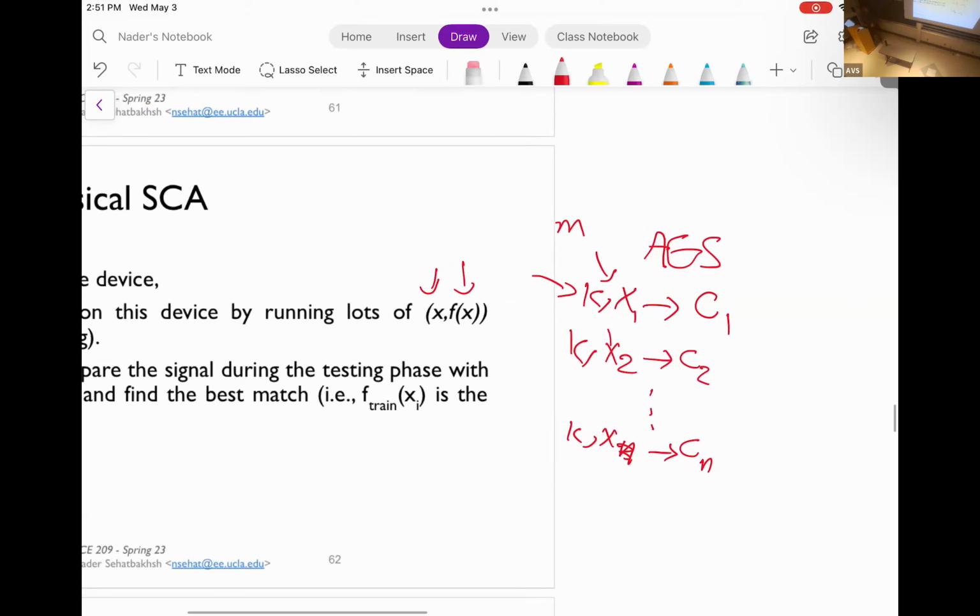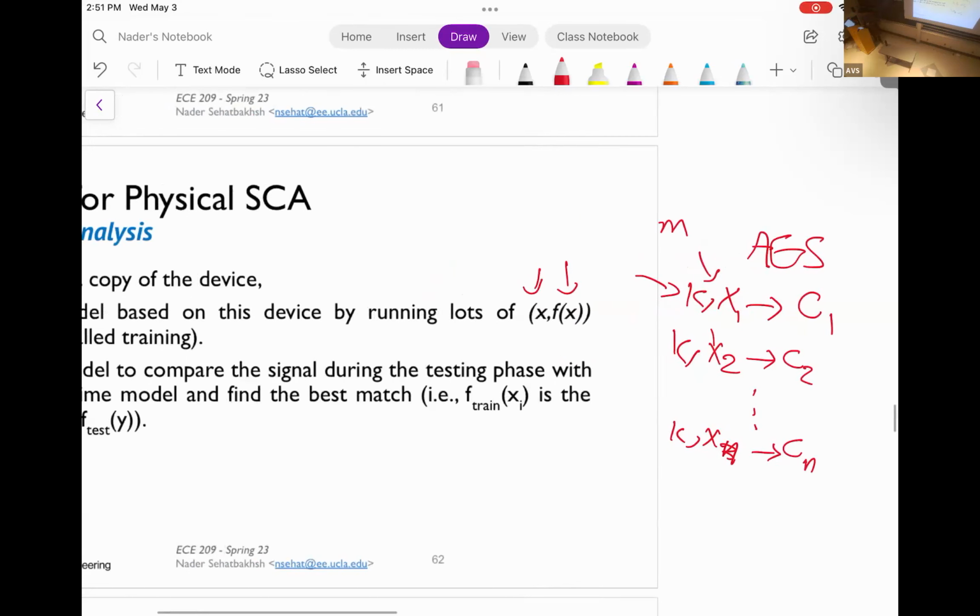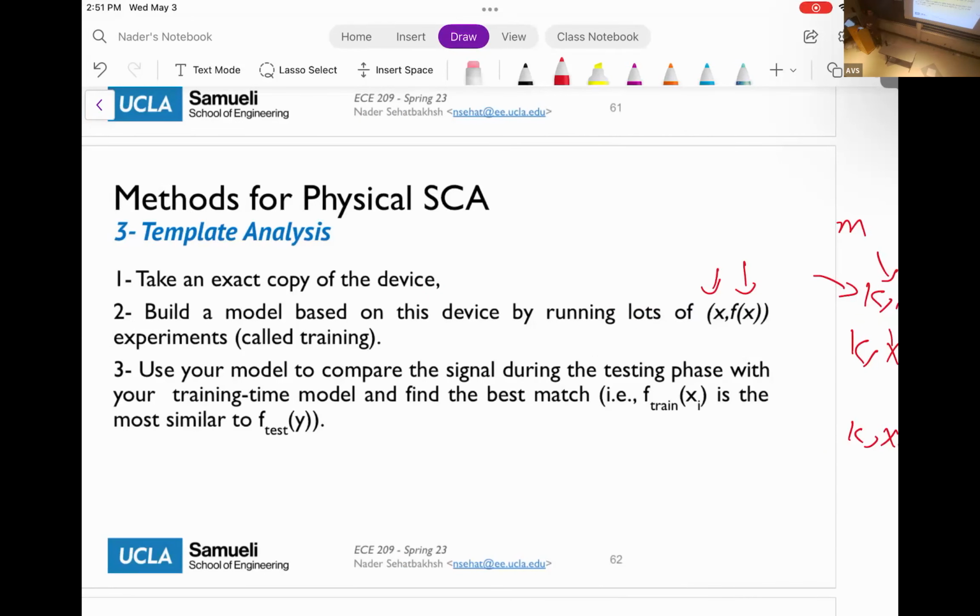Since I'm the owner of this device, I may or may not have access to the key, it doesn't matter. What I'm going to do is collect lots of these X and F(X) pairs. Then I say that I have no idea what the key is, but I can approximate this model with some model, some template. So I'm going to create an F test such that if I get Y, I can tell what K is.